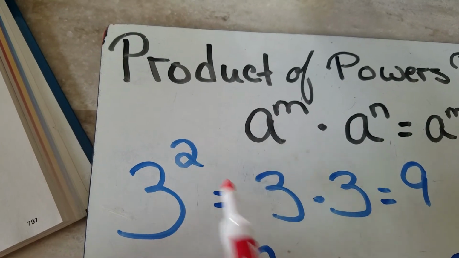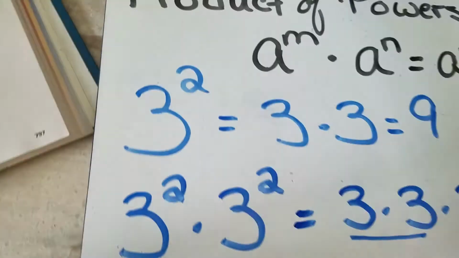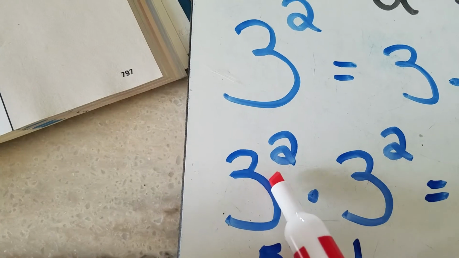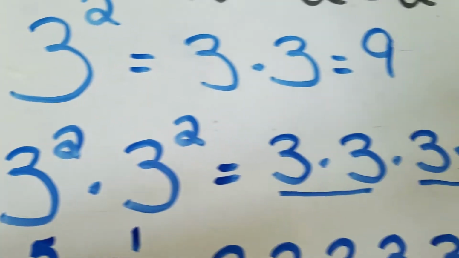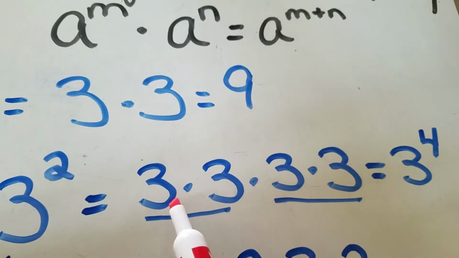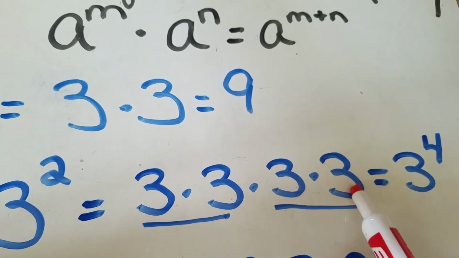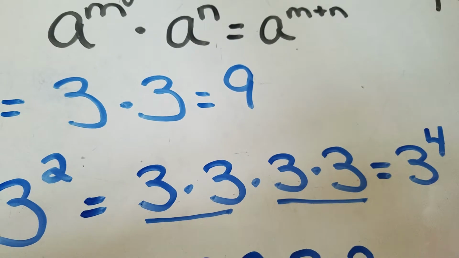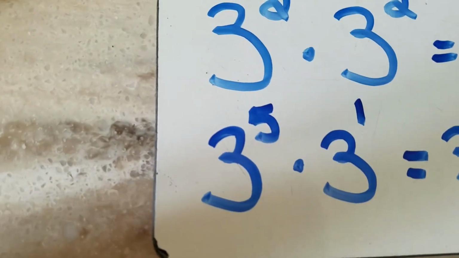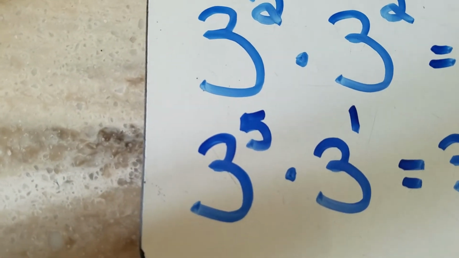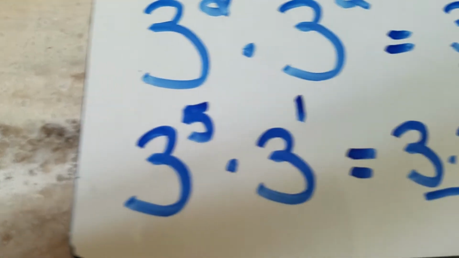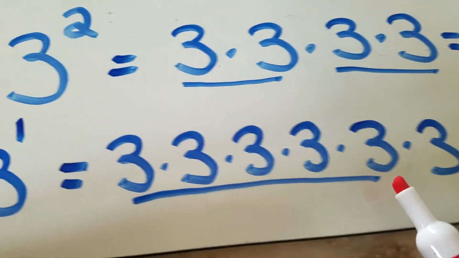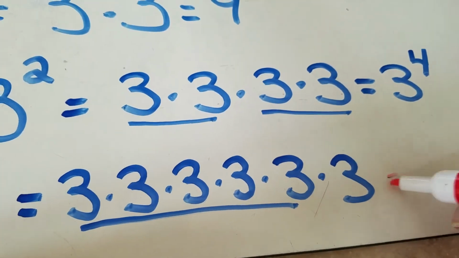3 to the second is just 3 times 3, which is 9. When you're given a problem like 3 to the second times 3 to the second, you just expand it. 3 to the second is here, then 3 to the second is here, and that really is 3 four times. If I'm given 3 to the fifth times 3 to the first, if I wanted to expand it, I have my 5 threes and my 1, and I could multiply it out.